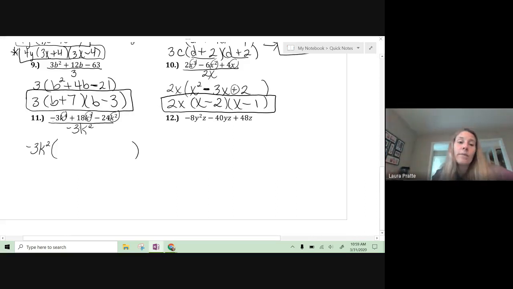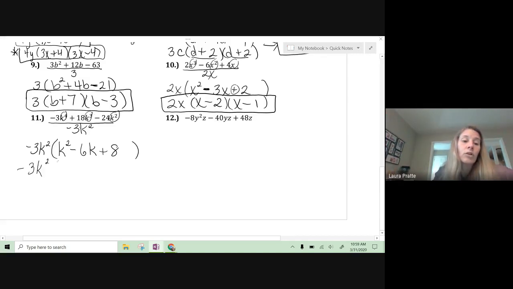So now negative 3k to the fourth divided by negative 3k squared, well, the negative 3's would obviously cancel, and you subtract your exponents to get a k squared. 18k to the third divided by negative 3k squared is negative 6k. And negative 24 divided by negative 3, you're going to get a positive 8, and the k squares would cancel.